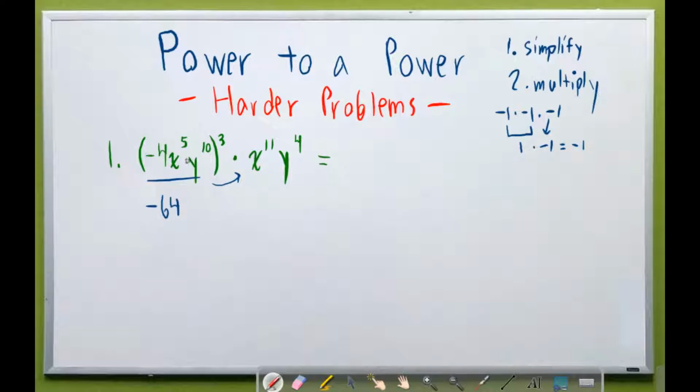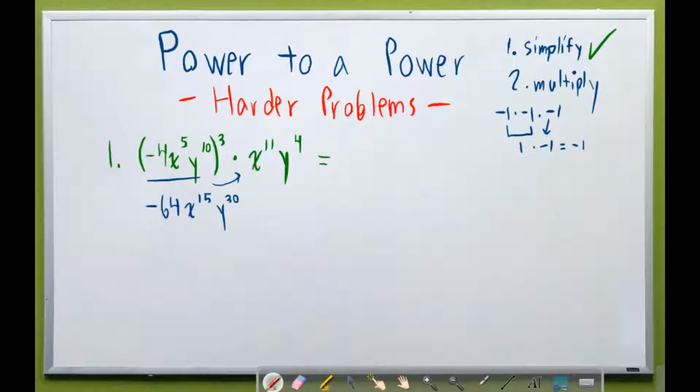Okay? When we have a power to a power, we multiply the exponent. So 5 times 3 is 15, x to the 15th. Y to the 10th. So 10 times 3 is 30, so y to the 30th power. Okay, we did our first step, which was to simplify. Now we have to multiply.